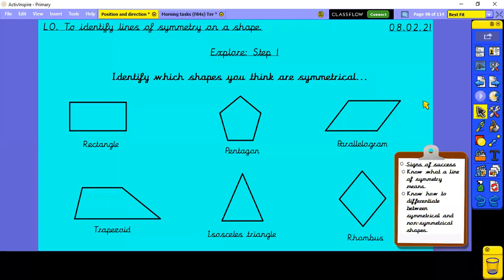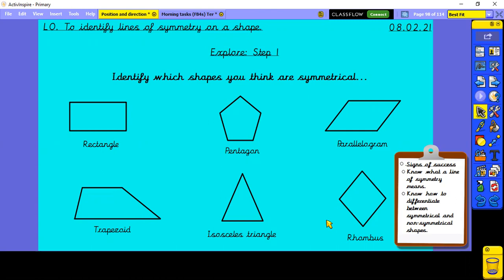Okay, so I've got a little problem for you to solve now, and that is that I want you to identify which shapes you think are symmetrical and which ones are not. So you need to look at these 6 shapes on the screen. We have a rectangle, a pentagon, a parallelogram, a trapezoid, an isosceles triangle, and a rhombus. So again, think about, if you folded these shapes in half, would your folds be exactly identical?